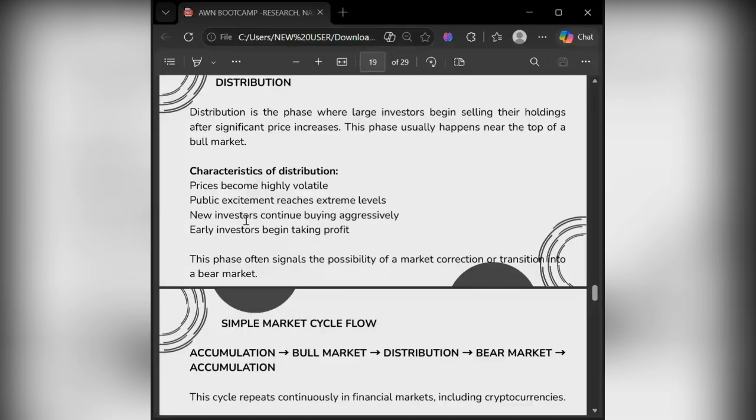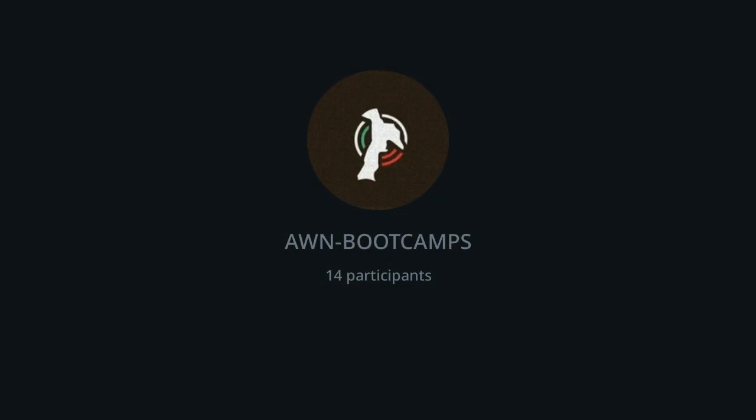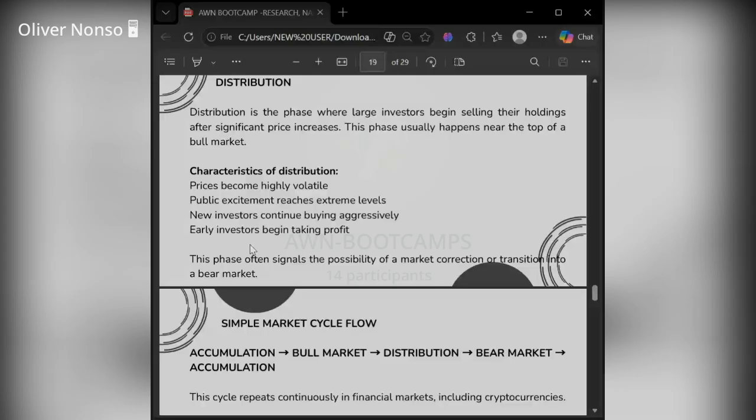New investors continue buying aggressively because of this volatility. Let's assume that people bought at $100 and at $1,000, it's coming back to 700, 600, going back to 1,200 during this distribution. Those that bought at a very early stage start taking small profits. This phase often signals the possibility of a market correction or transition into a bear market.